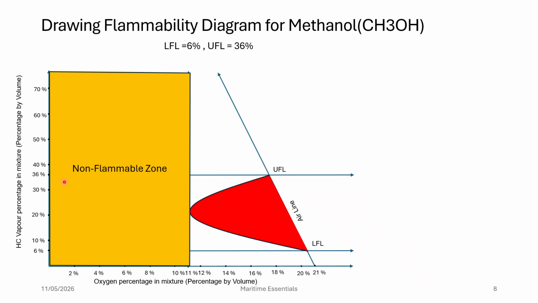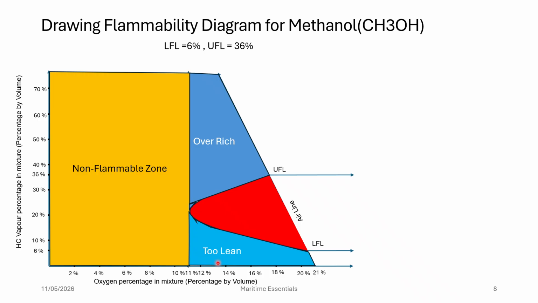Then we have got another area, which we call over-rich. Here the hydrocarbon concentration is too much and the oxygen concentration is too little, so it doesn't support combustion. And here we have another area we call too lean. Here the hydrocarbon percent is too little to support combustion. So in that way we can draw a flammability diagram for any cargo.